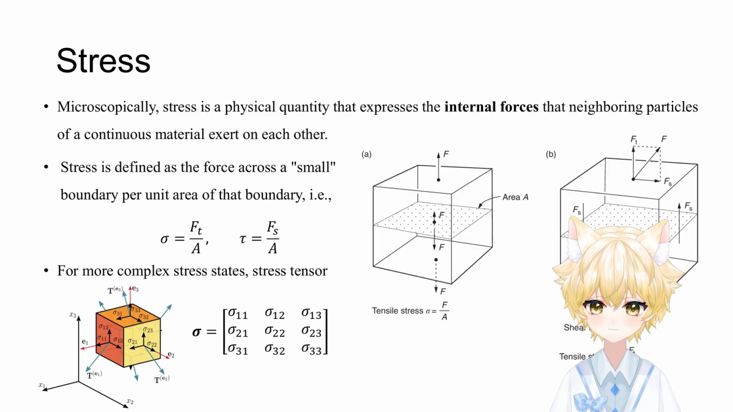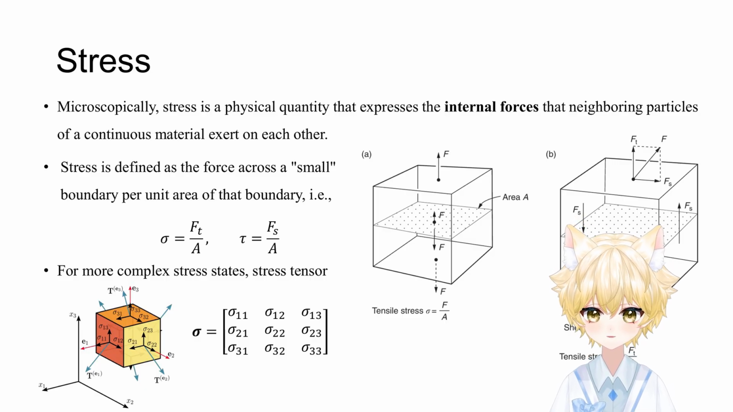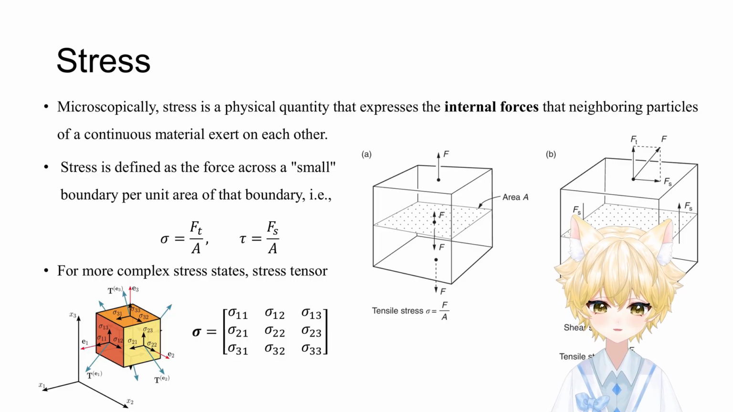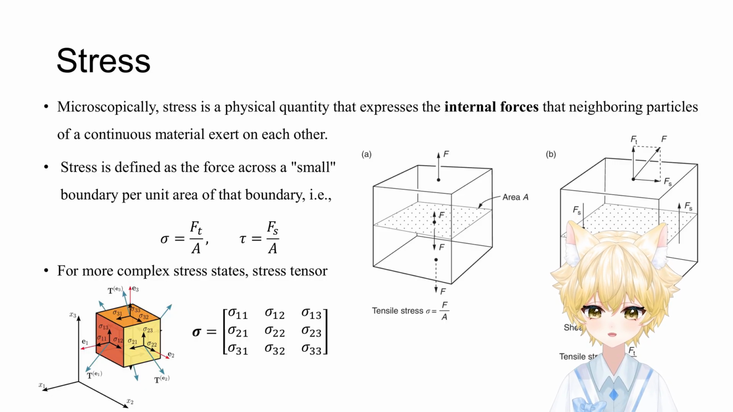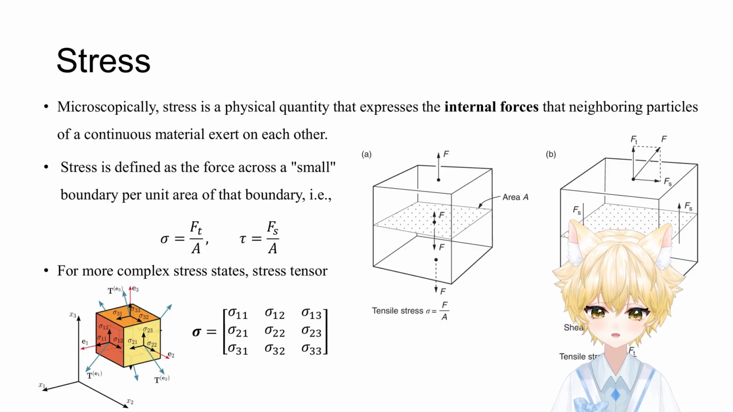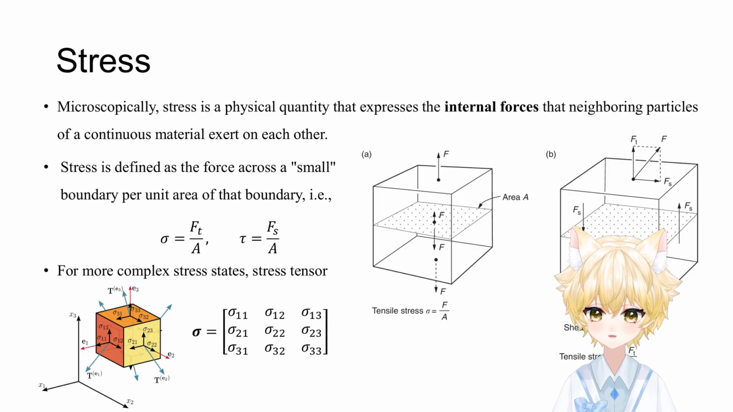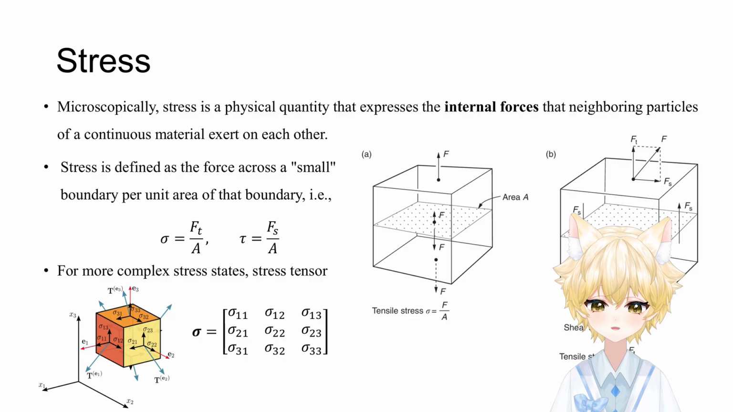For more complex stress states, stress tensors are typically used. In 3-dimensional space, the stress tensor is a 3x3 square matrix. Each element represents the normal stress or shear stress acting on different surfaces of a cube, as shown in the image in the lower left corner. Typically, the 3 elements on the diagonal represent the normal stress in the x, y, and z directions, while the off-diagonal elements represent the shear stresses in the corresponding directions. We will discuss this stress matrix or stress tensor in detail during the later half of this semester.